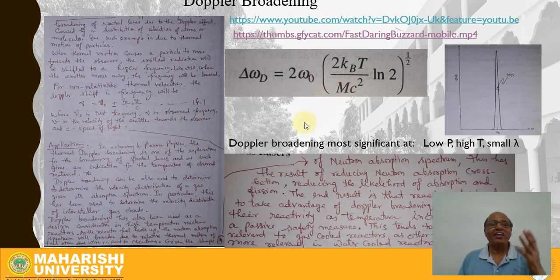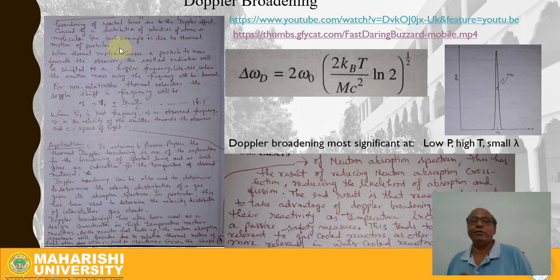Now this Doppler effect is very clearly observed in the case of stars also, and that is why it is very useful for astronomy. So students who will be studying astrophysics will have great interest in this. So broadening, I will just explain it. Broadening of spectral lines due to the Doppler effect is caused by a distribution of velocities of atoms or molecules. One such example is due to thermal motion of particles.